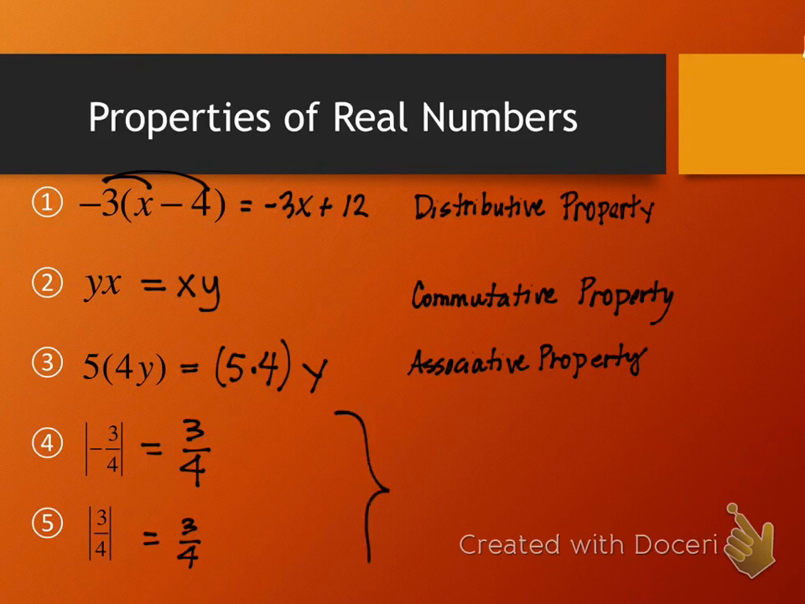And what this is actually talking about is the additive inverses. They're additive inverses because if we were to add 3/4 and negative 3/4, what would we get? 0. And that's what makes them additive inverses. They add together to give me 0. Additive inverses have the same absolute value.